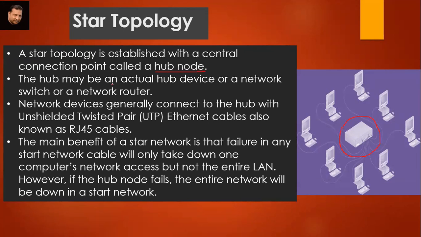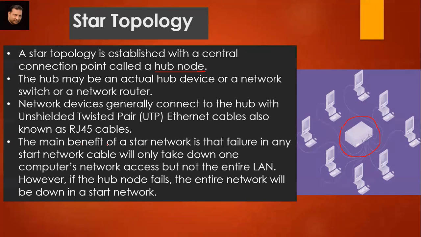Second point, the hub may be an actual hub device, or a network switch or a network router. Network devices generally connect to the hub with unshielded twisted pair Ethernet cables, also known as RJ45 cables. Normally what you see in computer labs are Ethernet cables, which are known as RJ45 cables, because these get inserted into a particular jack whose name is RJ45 jack.